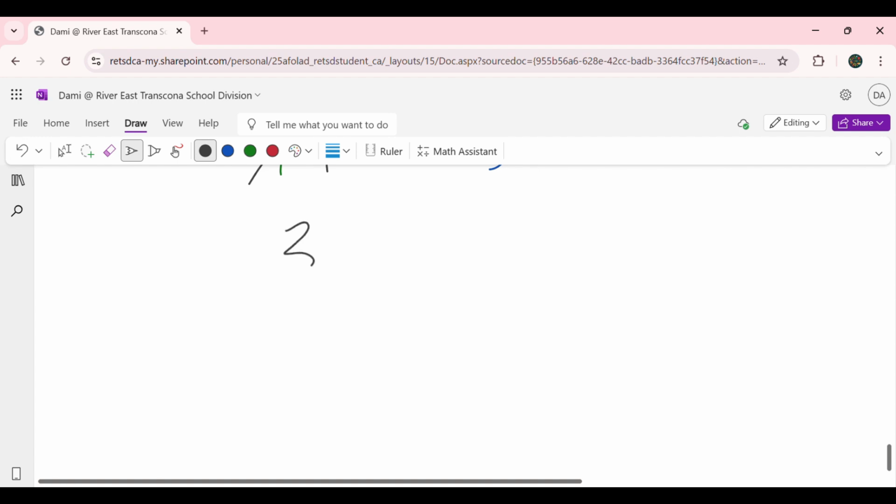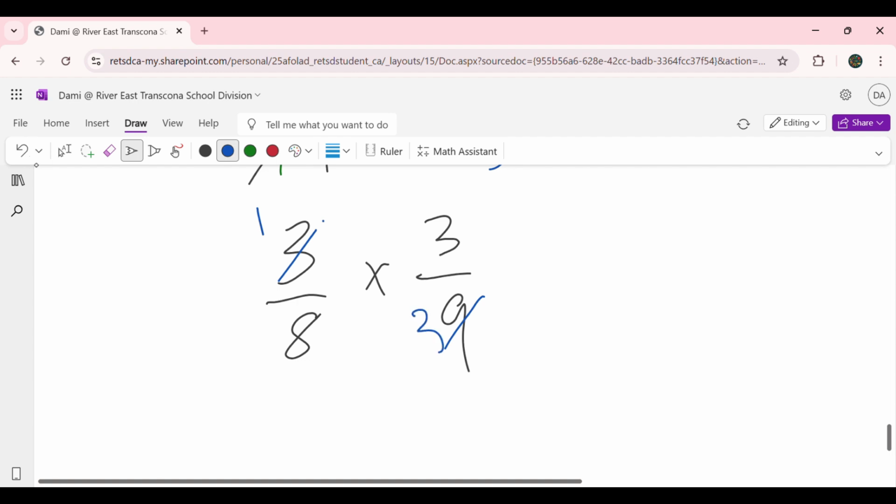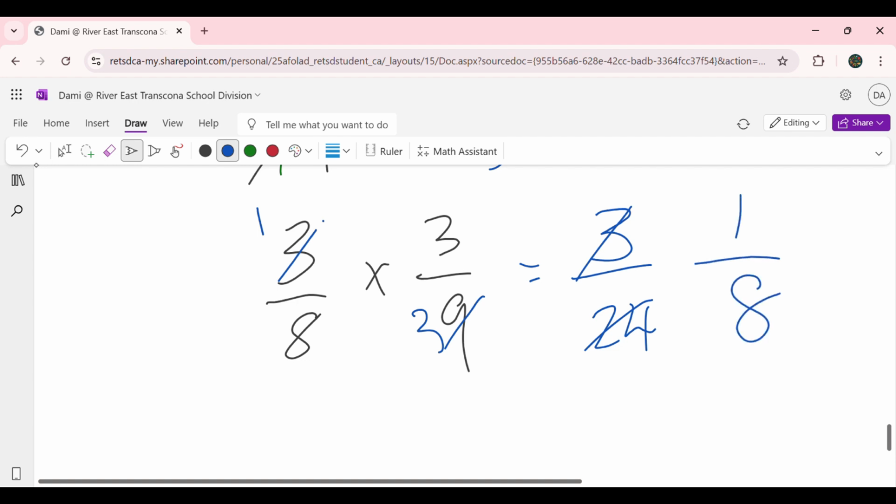And let's try one where everything is not across. So 3/8 times 3/9. This can be cancelled into 1, this can be cancelled into 3. These two are not factors, so that can't happen. So your answer is 3/24, and then you can cancel this one out into 1/8.